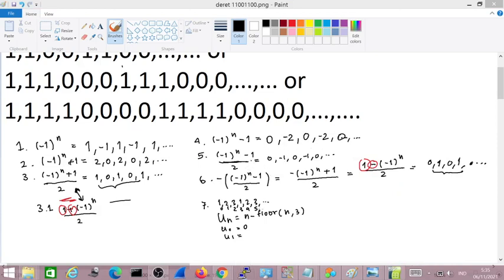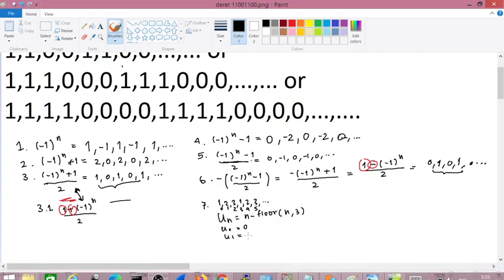So let's repeat. Floor n comma 3 when n is 1. 1 divided by 3 is 0.33. Floor of 0.33 is 0. And the n is 1. So 1 minus 0 is 1.